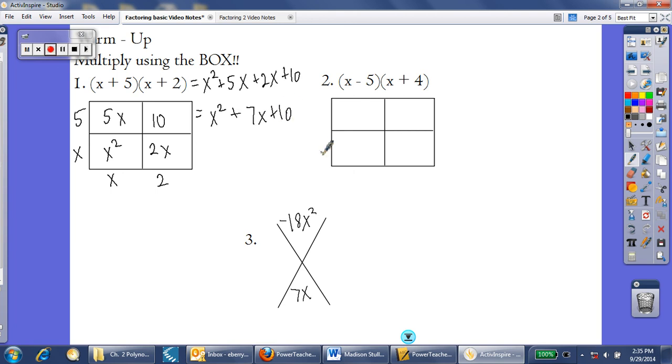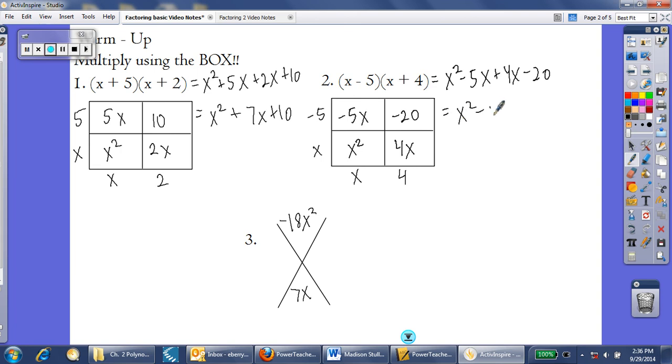Number 2, using this first binomial, I'll put it here, x minus 5. The second binomial here, x and 4. Multiply, this is x squared, x times negative 5 is negative 5x, x times 4 is 4x, 4 times negative 5 is negative 20. Write this out as x squared minus 5x plus 4x minus 20. Simplify, x squared minus x minus 20 is your final answer.